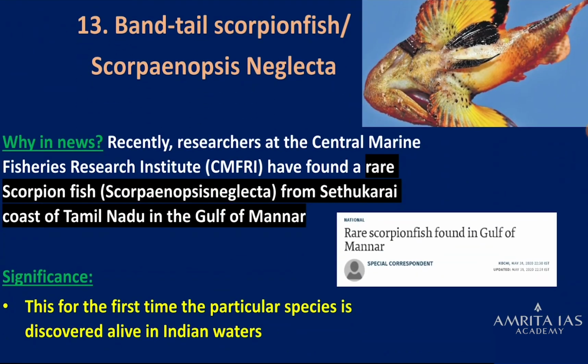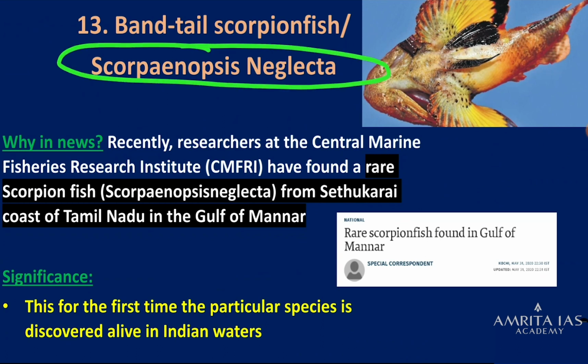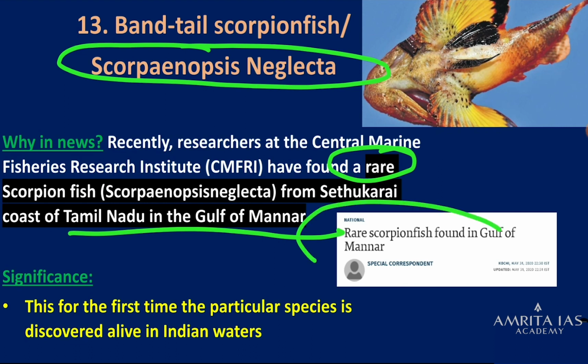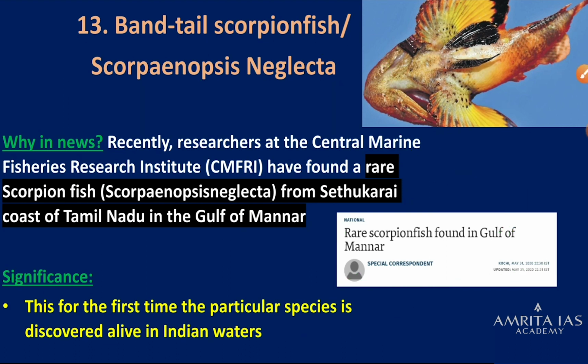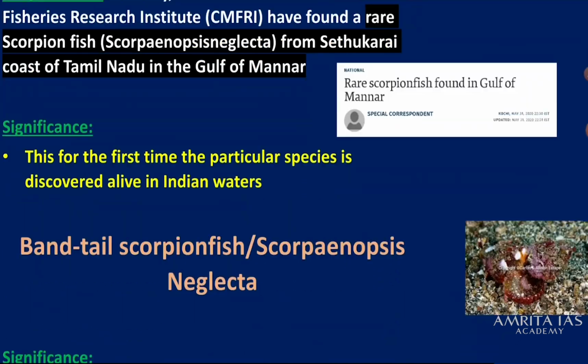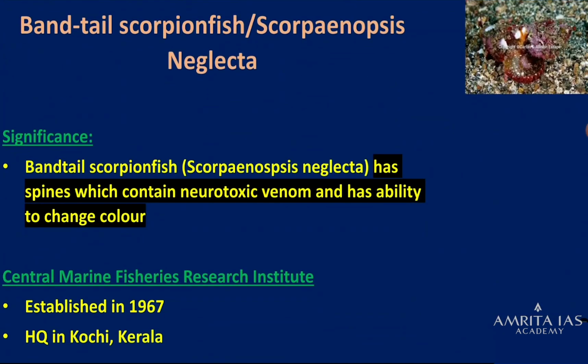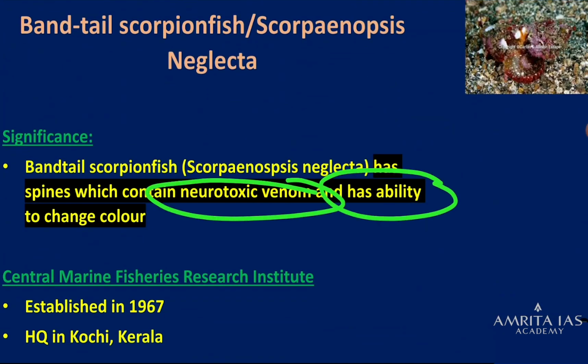Next is some of the animal species. Let us see. First is the bandtail scorpion fish or Scorpaenopsis neglecta. So basically, it's a very rare scorpion fish found on the Tamil Nadu coast in the Gulf of Mannar. I hope you know the location of the Gulf of Mannar somewhere over here, right? So it is the first time this particular species is discovered alive in Indian waters. It is very special because it contains some neurotoxin venom and it has the ability to change colors.